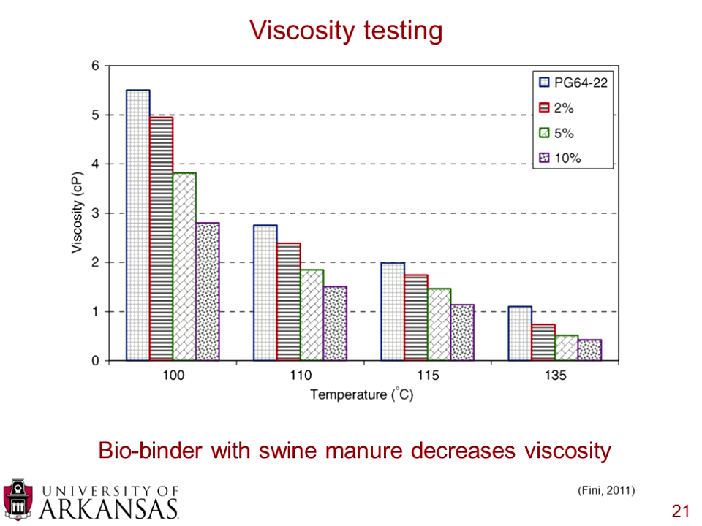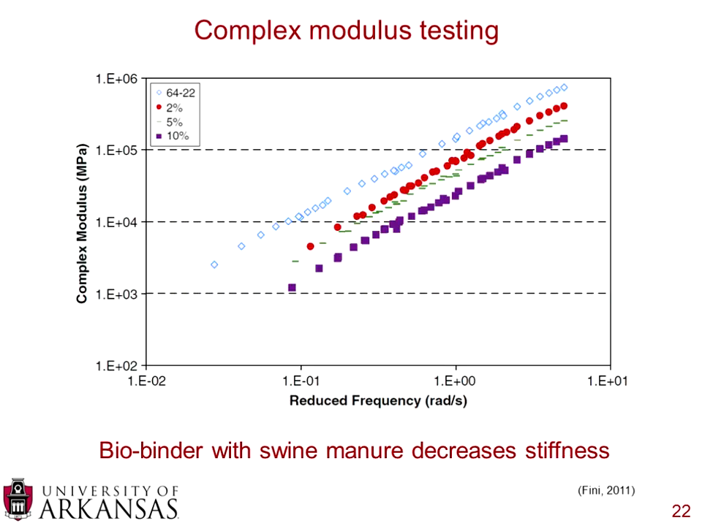And you can see that as the temperature increases, the viscosity decreases. That's very expected. Another nice trend that you can see here is that the viscosity decreased in the same fashion as you increased the percentage of biobinder, so there is nothing out of sorts there. And then as you got higher too, you can see that the influence of the biobinder changed a little bit. The numbers were a little closer. Overall, though, they found that the biobinder with the swine manure decreased the viscosity of the asphalt cement.